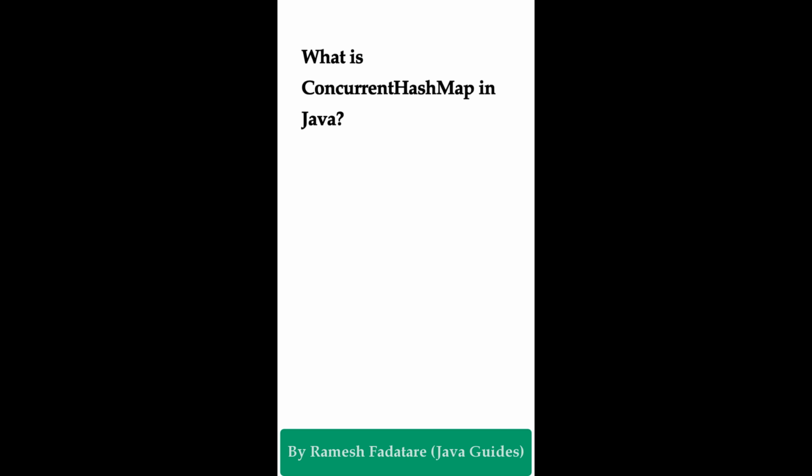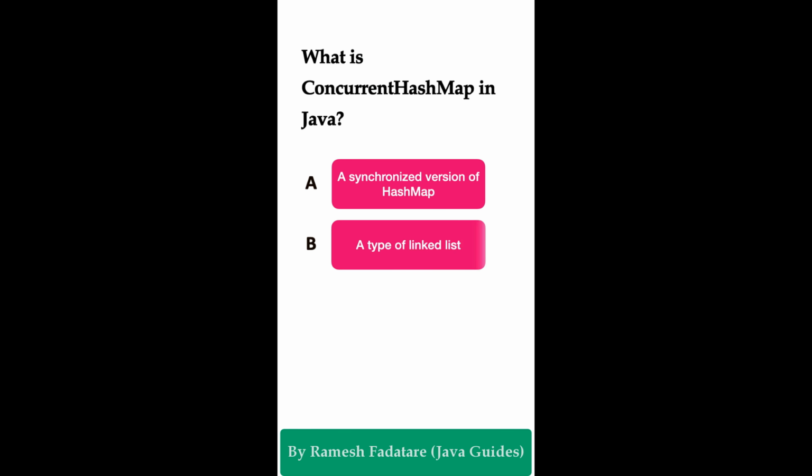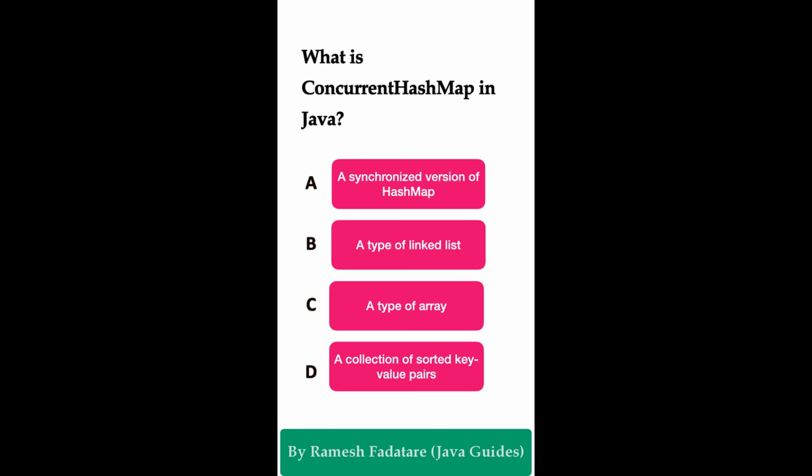What is the ConcurrentHashMap in Java? Option A, a synchronized version of HashMap. Option B, a type of linked list. Option C, a type of array. Option D, a collection of sorted key value pairs. You have 5 seconds to answer this question.